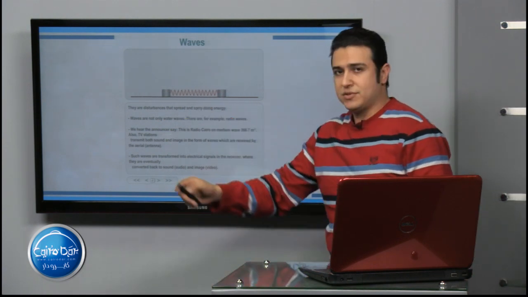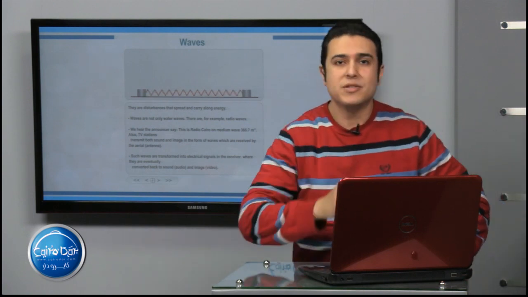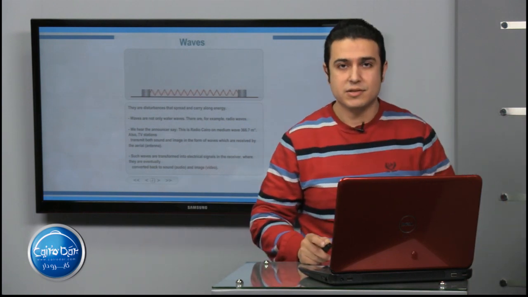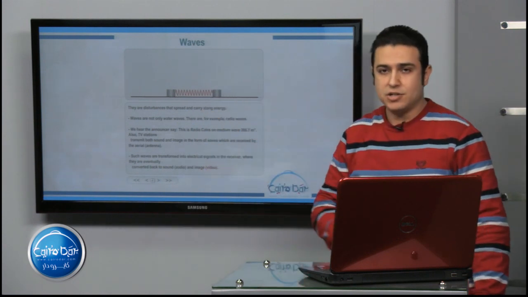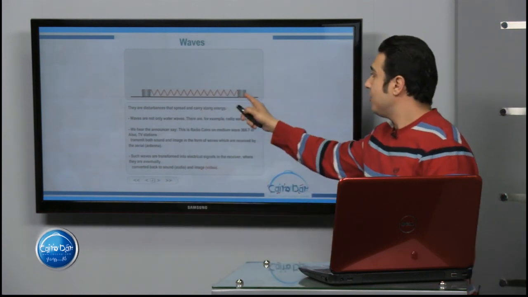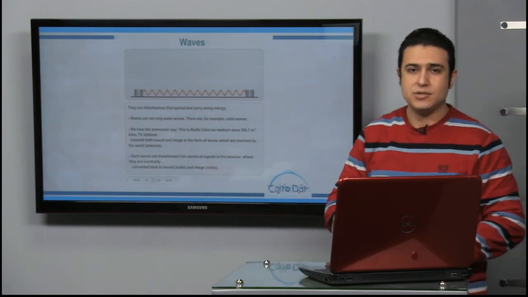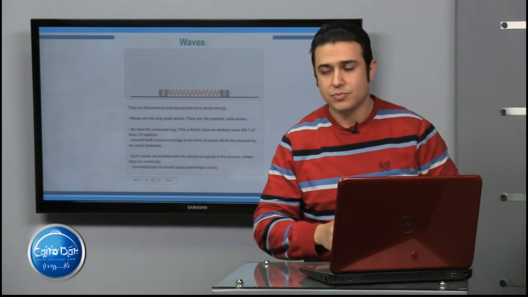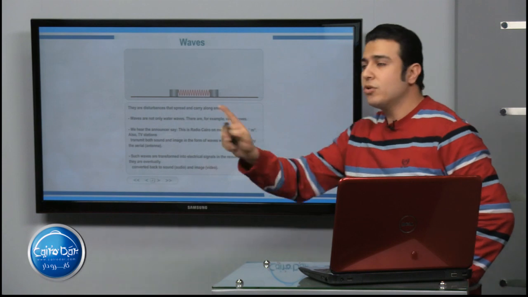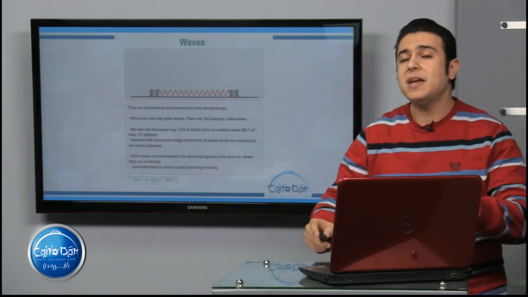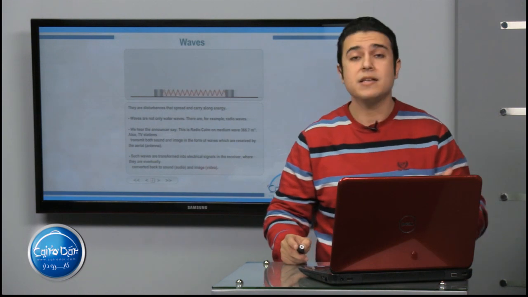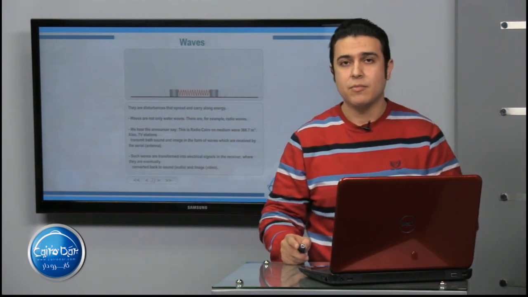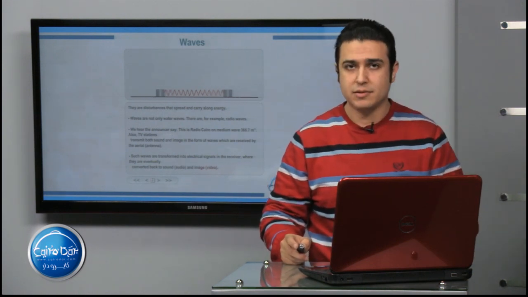What's meant by waves? Waves are disturbances that spread and carry along energy, as you see. Here, the waves spread in this direction. So waves here are not only water waves. We have many types of waves. We have sound waves, radio waves, laser, light waves, many sources of light.